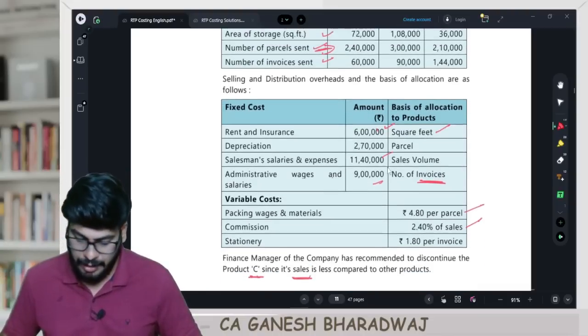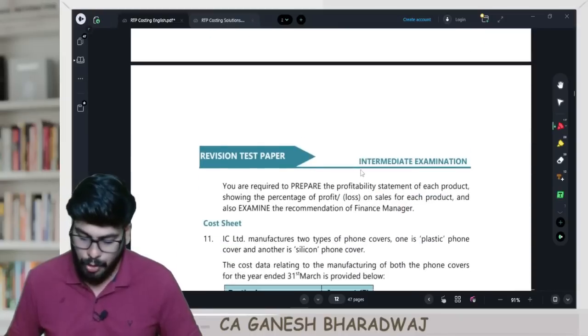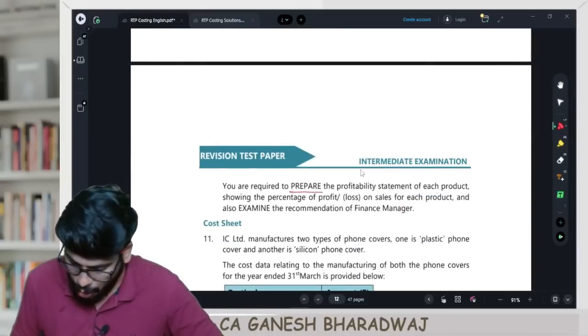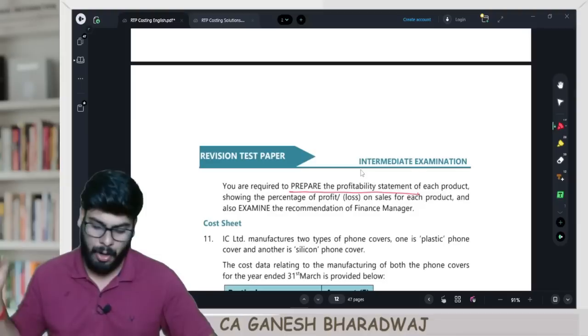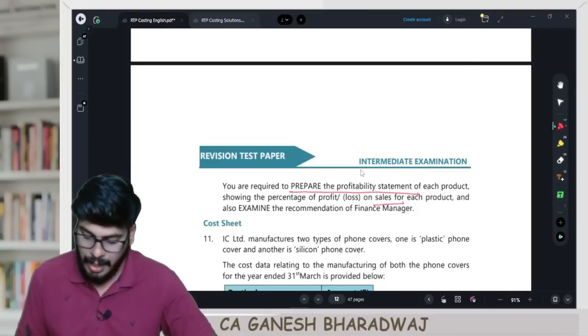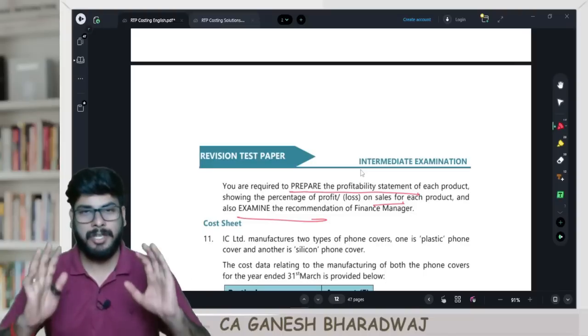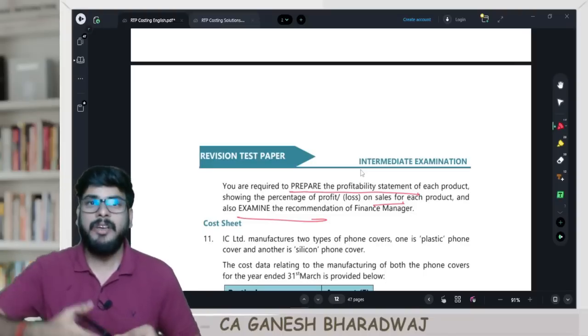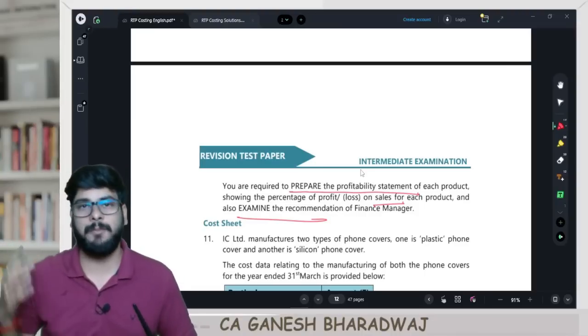This is what the finance manager of the company is saying. Now, you are required to prepare a profitability statement for each product, showing the percentage of profit or loss on sales for each of the products, and also examine the recommendation of the finance manager. So what we need to do is arrive at the product wise profitability.